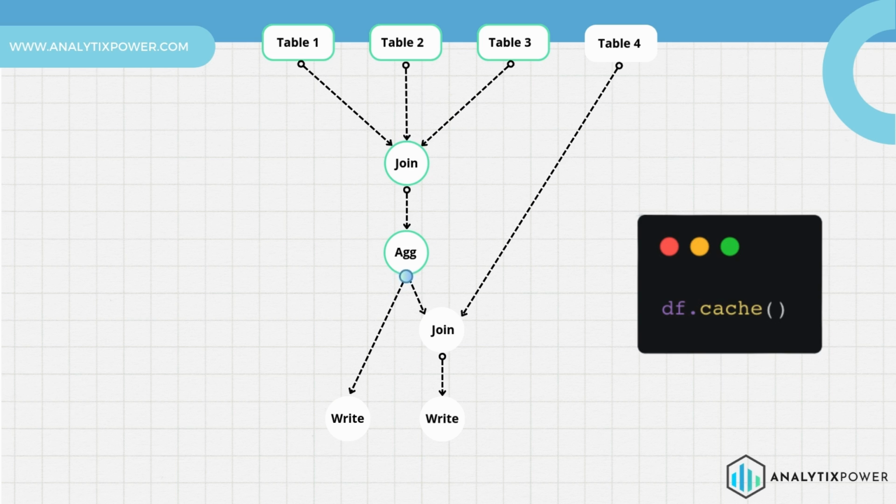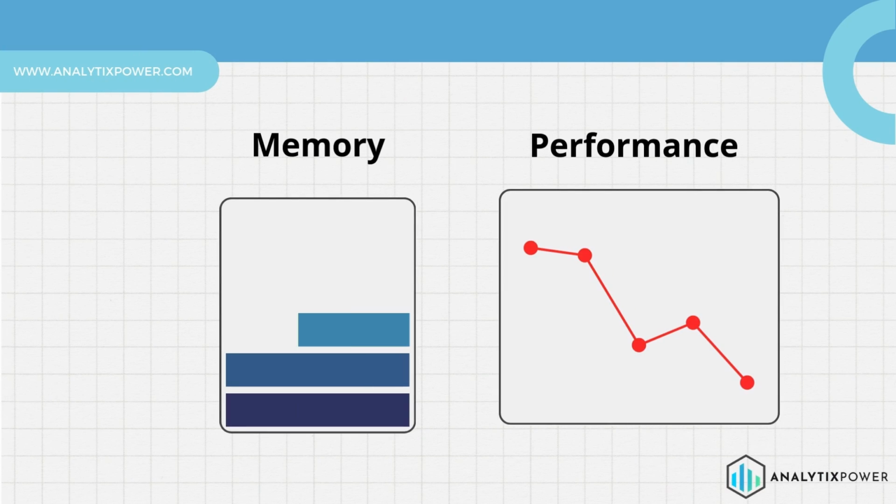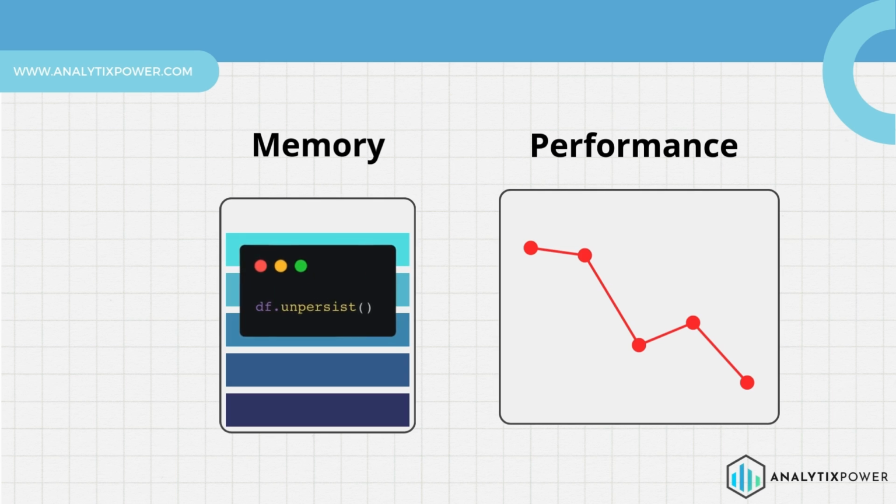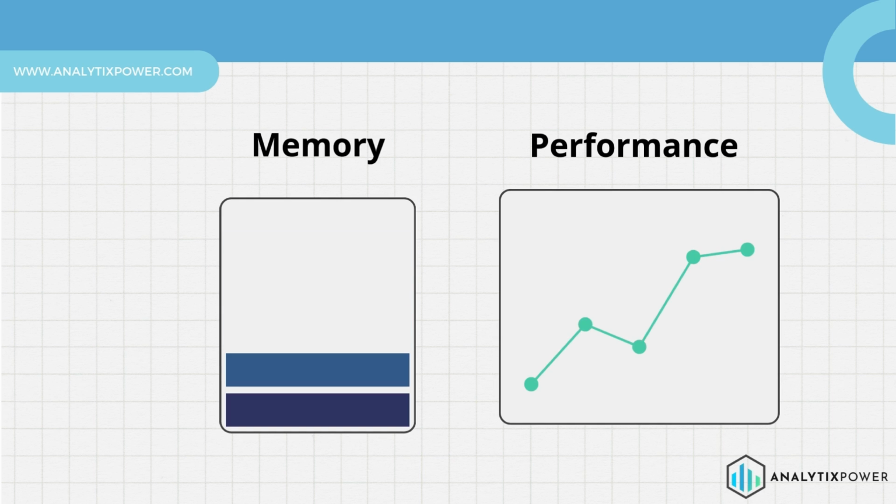When the second write action is triggered, the executor finds the data frame in memory and uses it, instead of computing it again. We need to be careful with caching data in memory. This will occupy the capacity and would consequently affect performance. Whenever we are done with processing the cached data frame, we can simply remove it from memory.